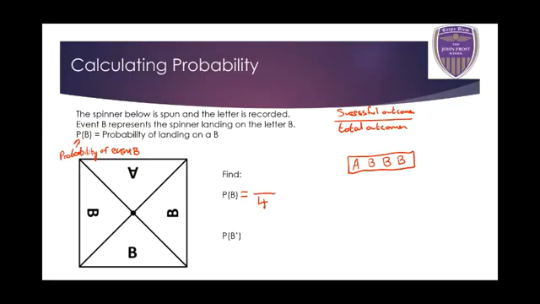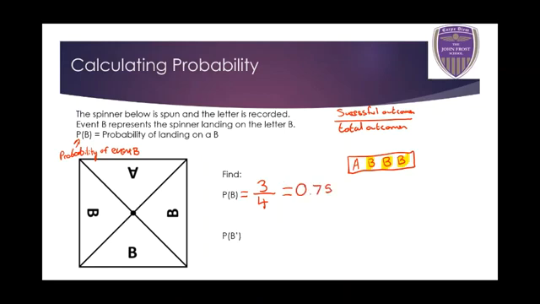And how many of these outcomes are the letter B? Well, just count the letter B's. We've got 1, 2, 3. We've got 3 letter B's. Therefore, the successful outcomes is 3. So the probability of the spinner landing on the letter B is 3/4. You should hopefully all know that as a decimal is 0.75.